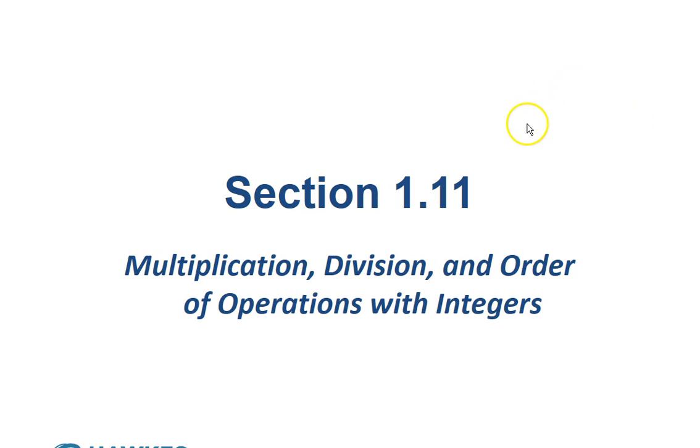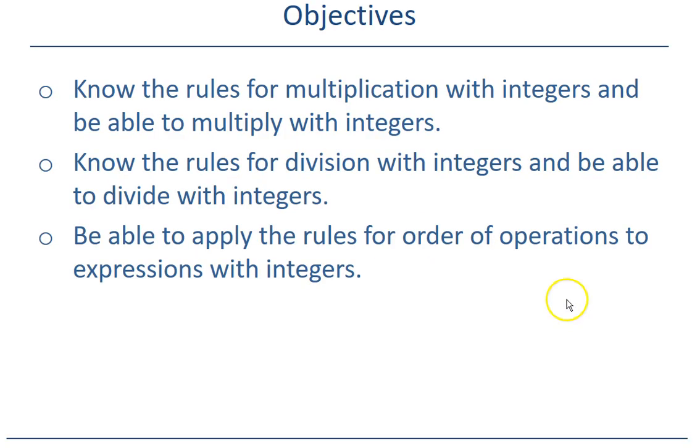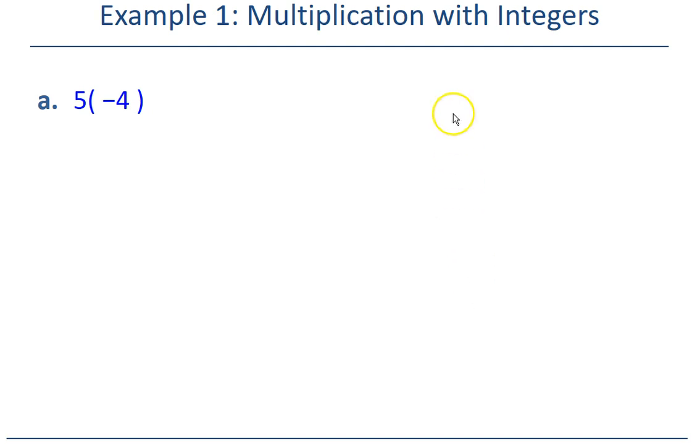Going on to the last section of Chapter 1 that we're going to be covering, Section 11, we're going to take a look at multiplication, division, and order of operations. Again, we're dealing with integers in this section. We'll go over, again, these objectives and some really simple ones here.